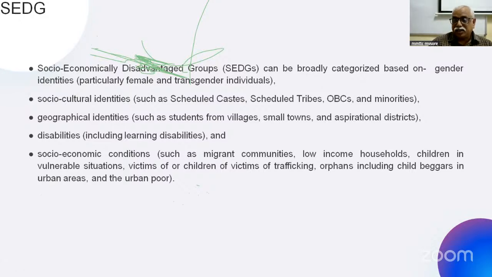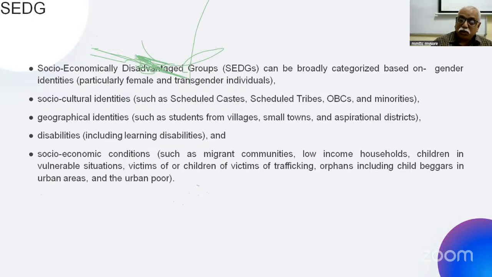Which identities? That is their sexual orientation, particularly female, male, and transgender individuals that we see in our classroom conditions. We need to consider them. So gender is also one of the factors that we need to consider for inclusion.